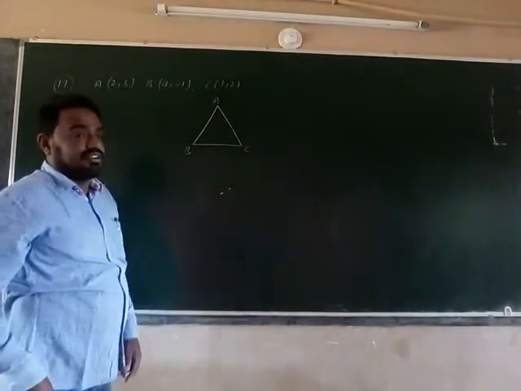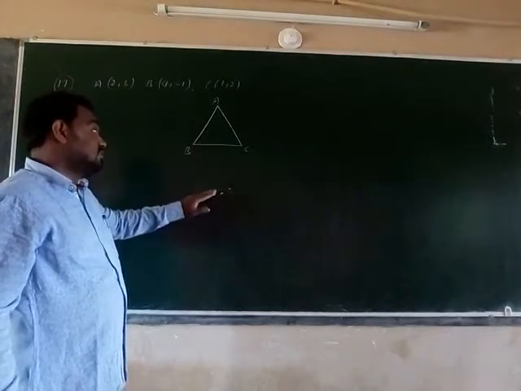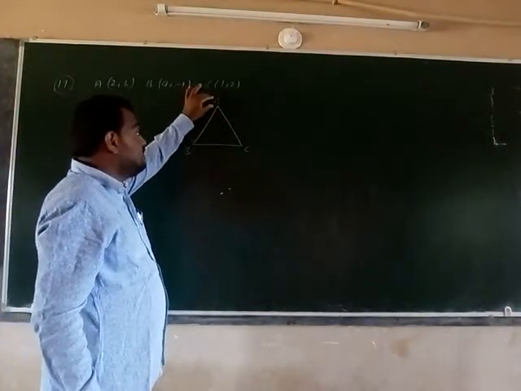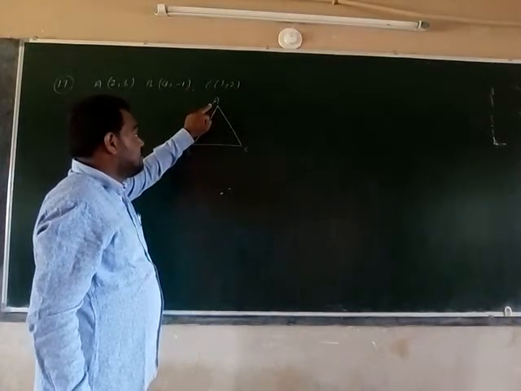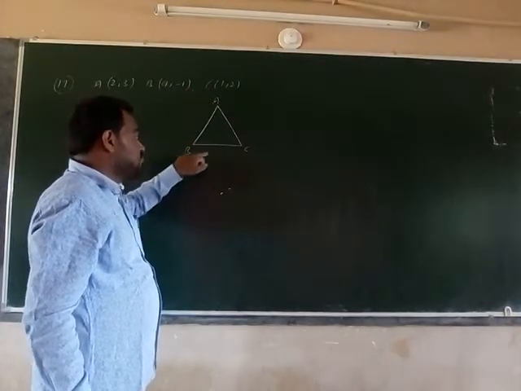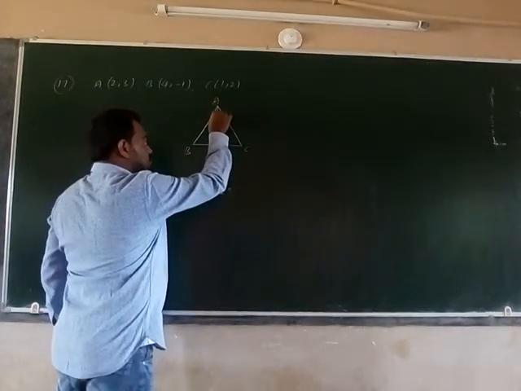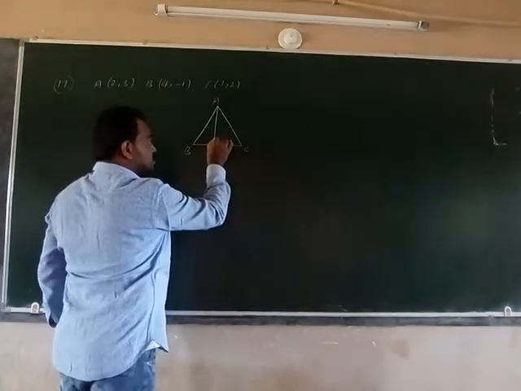What is the definition of altitude? Altitude is a perpendicular line segment from a vertex to its opposite side. This is the vertex A. Its opposite side is BC. When we draw a line segment from A to BC, it is compulsorily perpendicular to BC.